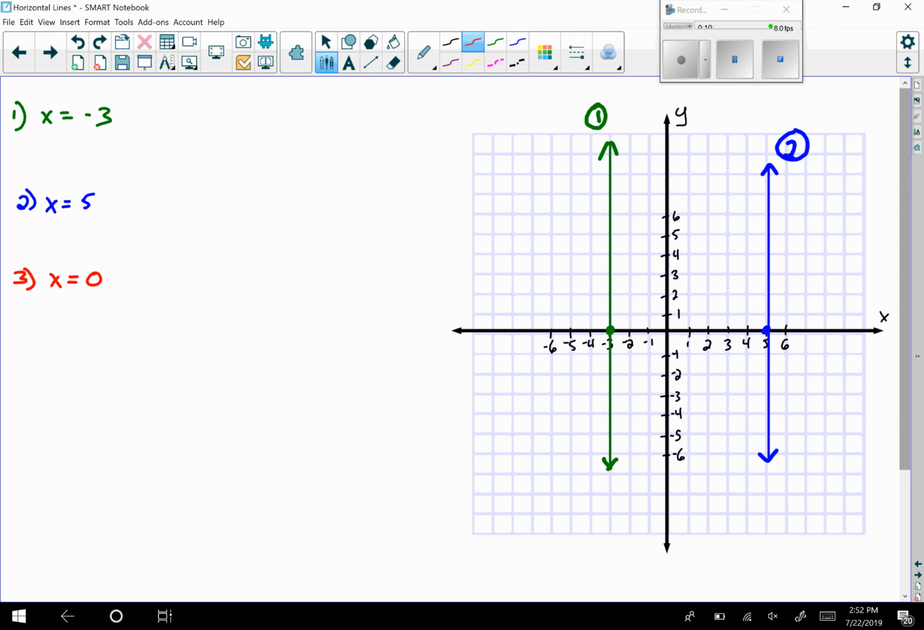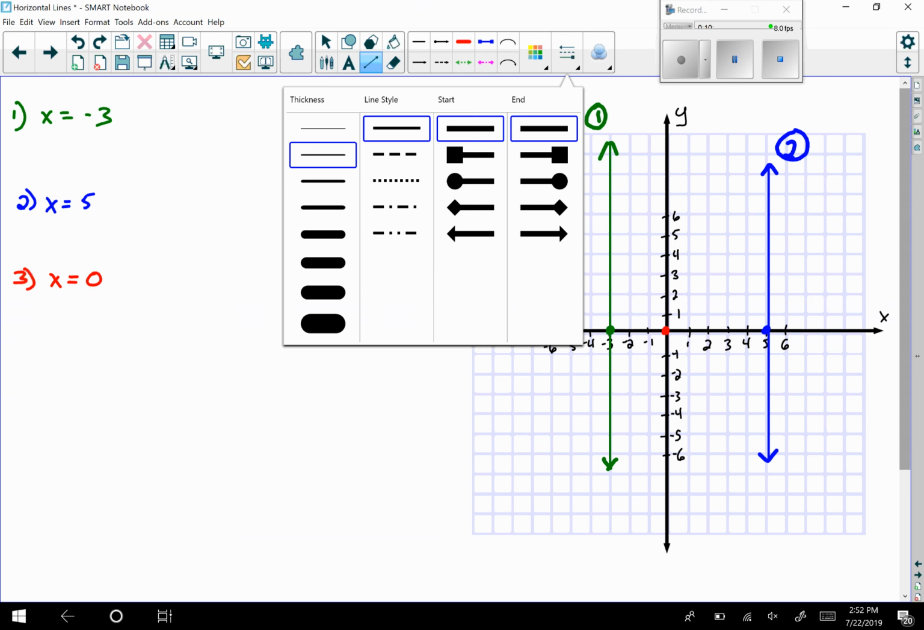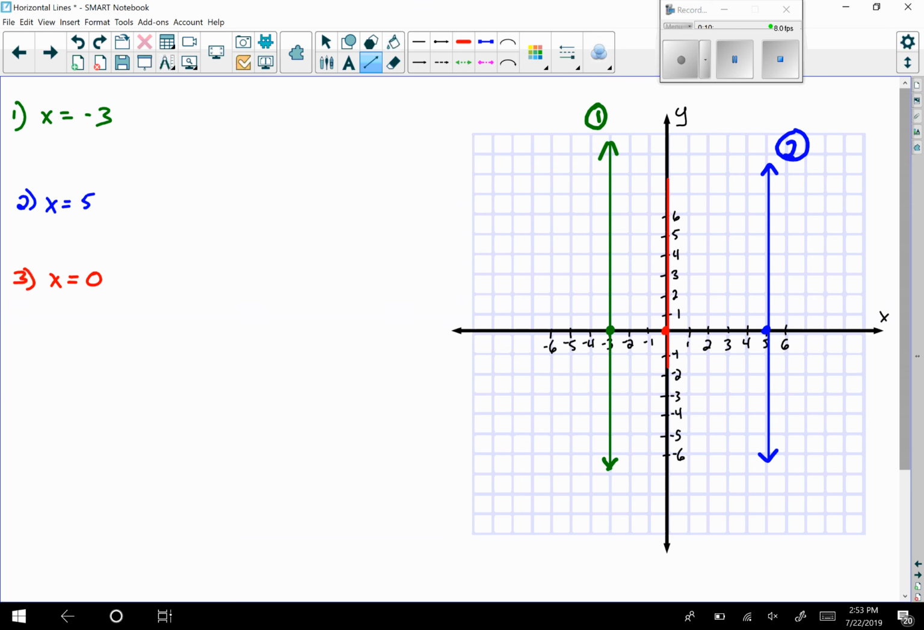And the last example, x equals 0. In this case, we're actually going to be right on the y-axis with our line, so we'll draw a vertical line going through that. And we'll call that example 3.